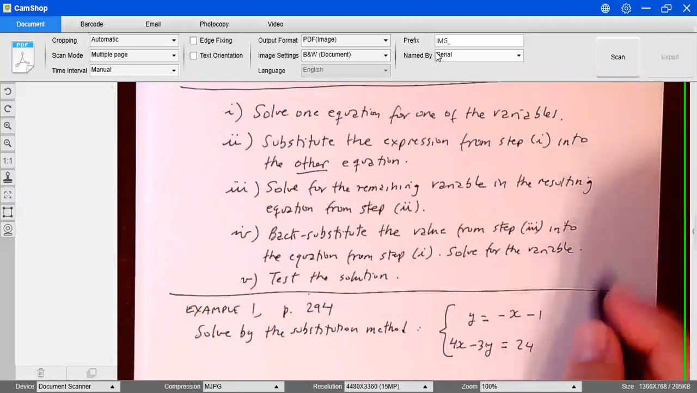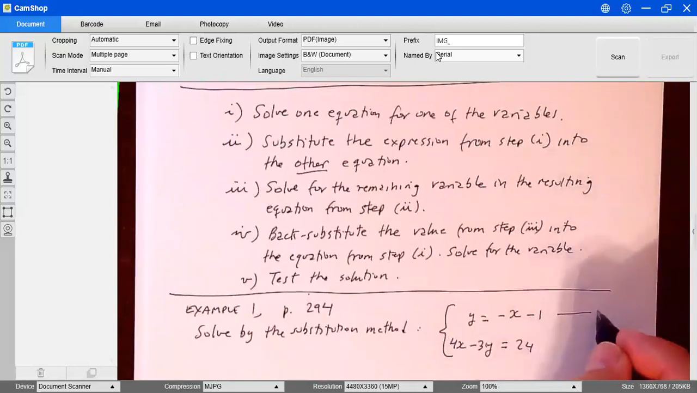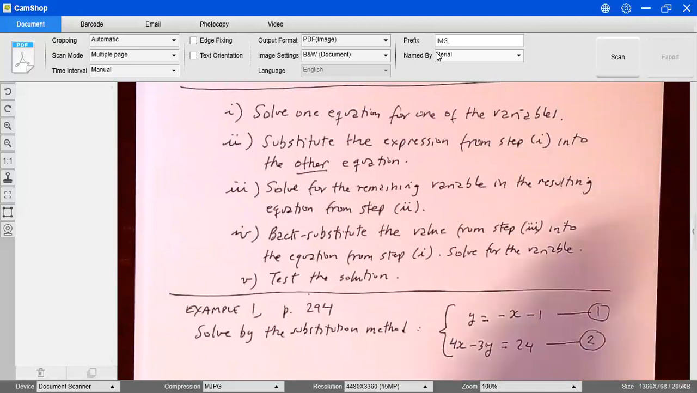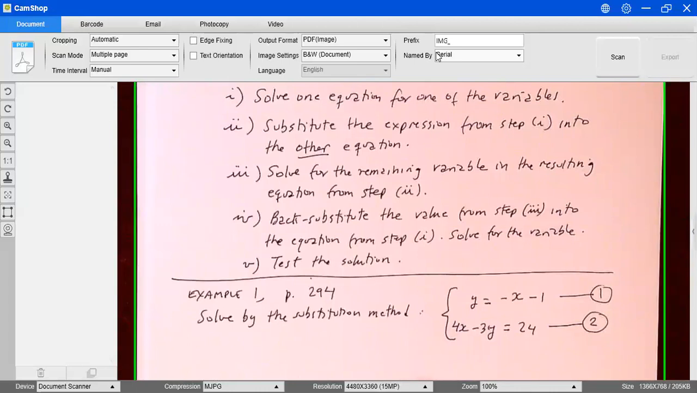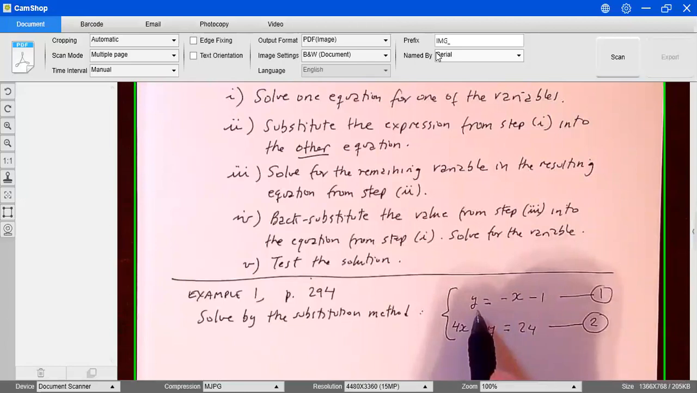I used to label the equations with numbers. So this is going to be my equation 1. This is going to be my equation 2. And then you examine these equations. You need to solve for one variable in one of the equations. So here you have both variables on the left-hand side. And in the first equation, you have y on the left-hand side. So you already have, in the first equation, this equation solved for y.